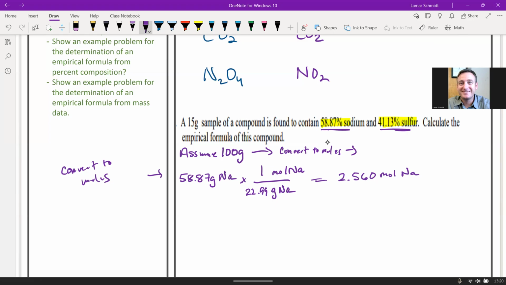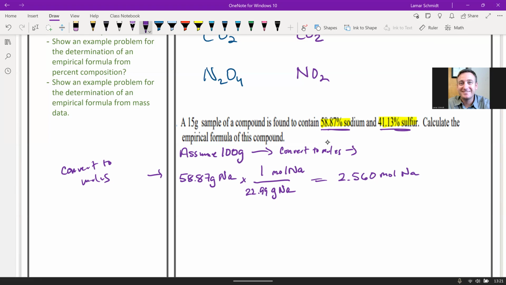Do not round, especially if the number is less than 1. This one is greater than 1, but especially if it's less than 1. Let those go out a few places. Even 4 places would be good, because it can mess you up later on. I'm going to tell you why.